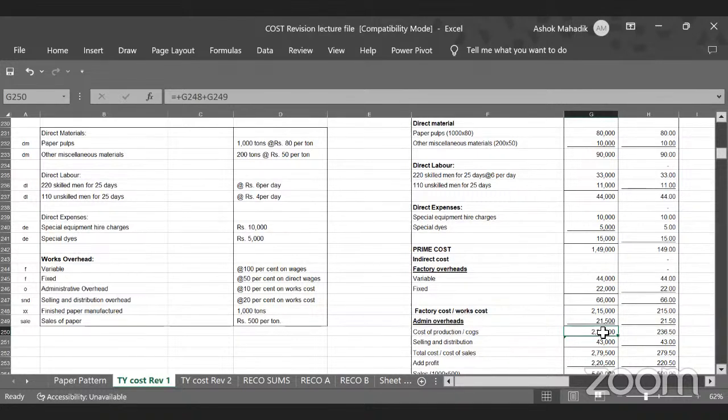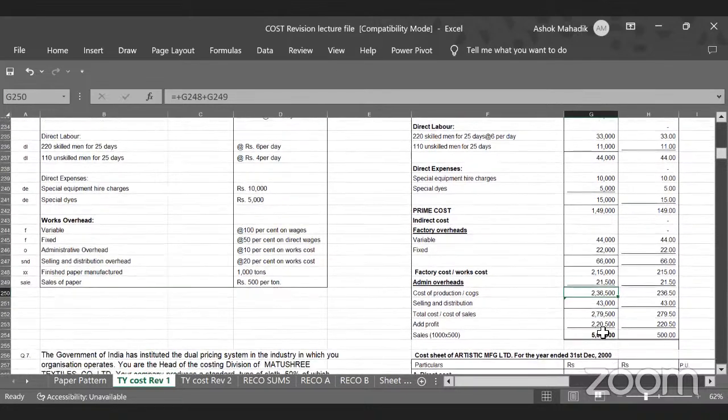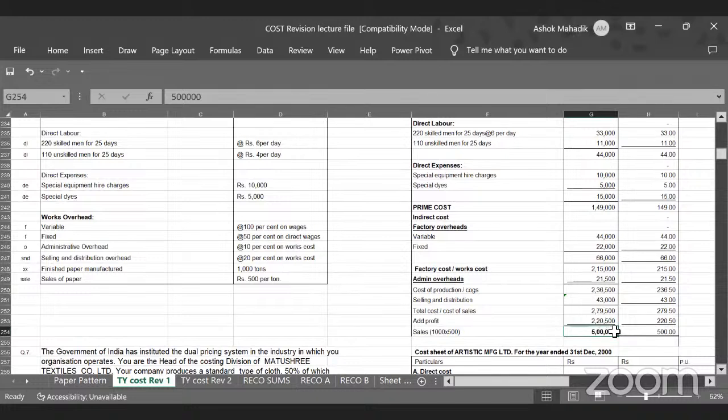Okay. Then we add selling and distribution, which is 20% of works cost. So again, go to factory cost. On that 20% will be your selling and distribution. Okay. So now you will get total cost. Then we are given finished paper manufacture. This is quantity, not useful. Okay. Next, sale of paper at the rate 500 per ton. So 1,000 tons we have sold or other manufactured into 500 units. Amount will be 5 lakhs. That will be your sales. So total cost minus sales will give you profit. Okay, students. I hope this was important.